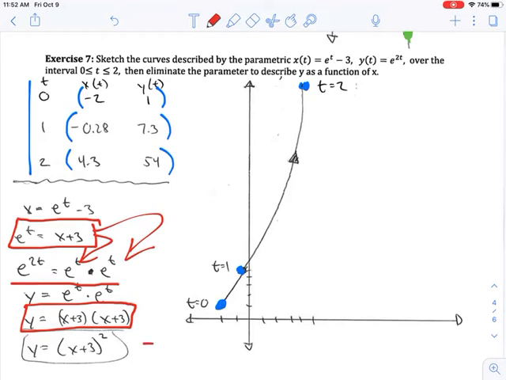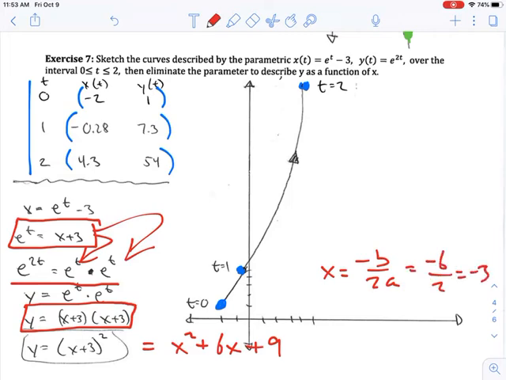If you wanted to, you could have expanded this out, gotten x squared plus 6x plus 9. If you wanted to find the vertex of the parabola, you could have used your little formula, negative b over 2a is the x value. And so that would have been a negative 6 over 2, which is negative 3. That's the x value. And then plug that back into the function to find the y value, which would have been 0.